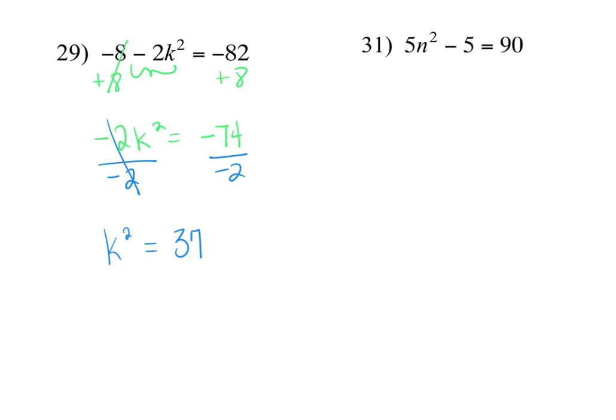So I'm now going to take the square root of both sides. On the left-hand side, I have k. 37 does not have a perfect root, nor can you simplify it with a factor tree. So it's just going to be this one right here.